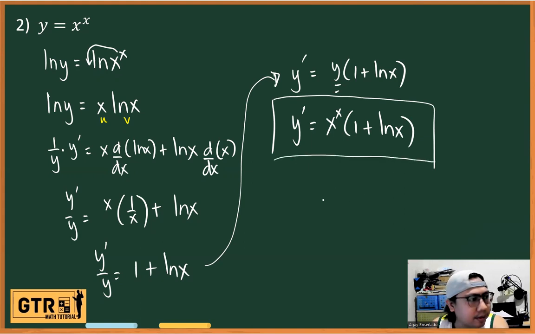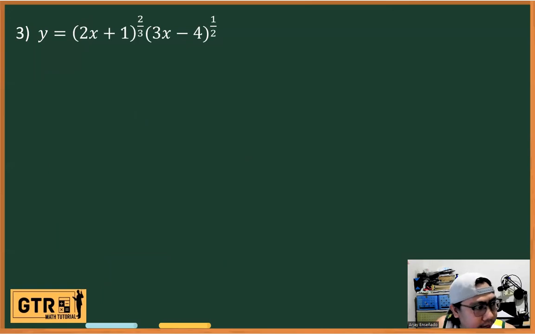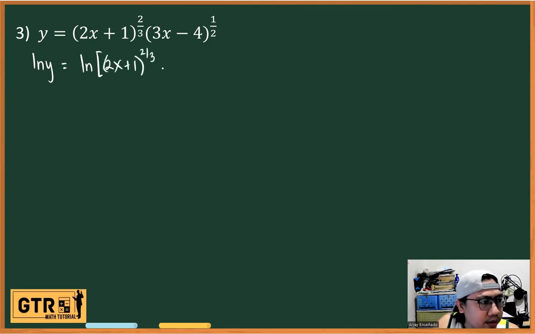So next example, number 3. So we can use a product rule for this, but look at the exponent. So we have two rational exponents. So it is easier if we use logarithmic differentiation. So just get the ln of both sides, ln of 2x plus 1 raised to 2/3 times 3x minus 4 raised to 1/2.